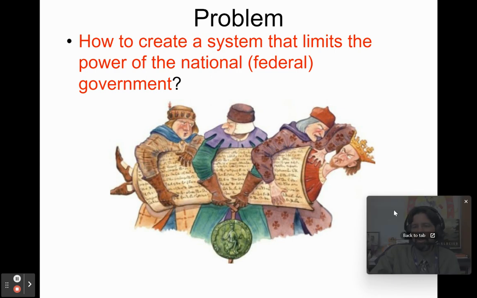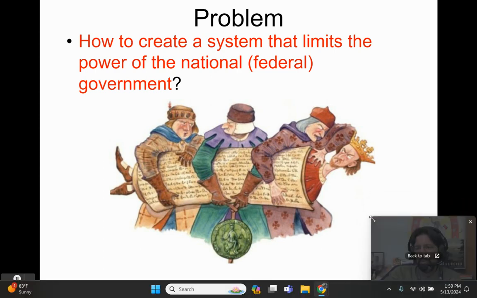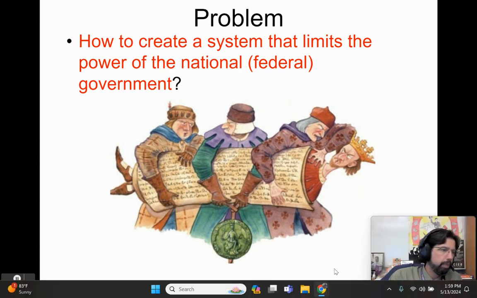Okay, number one, we're dealing with a problem. We've had federalism pop up, state and national government, but now we're focusing really on the national government. How do you create a system that actually limits the power of the federal government? How do you prevent that monarch or chief executive from becoming too powerful? How do you check and balance?